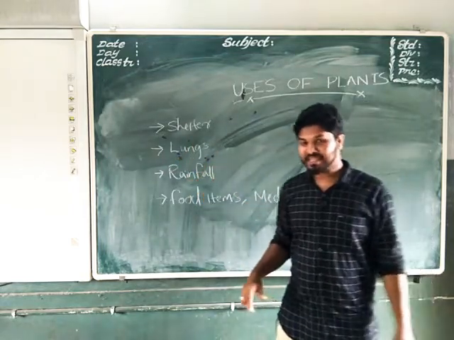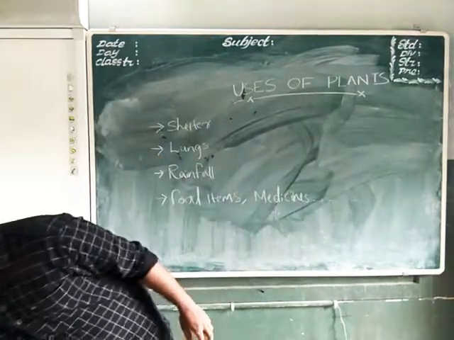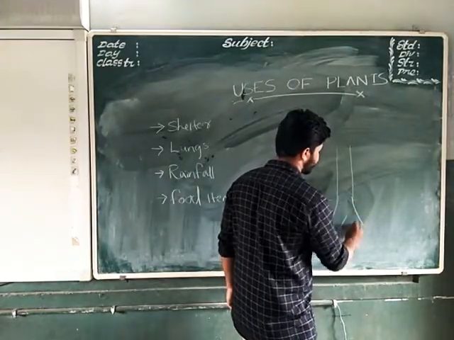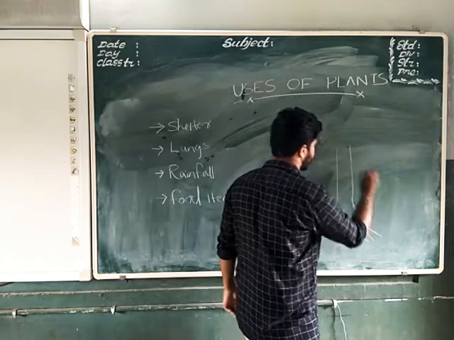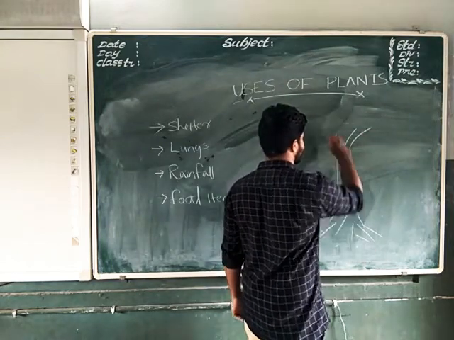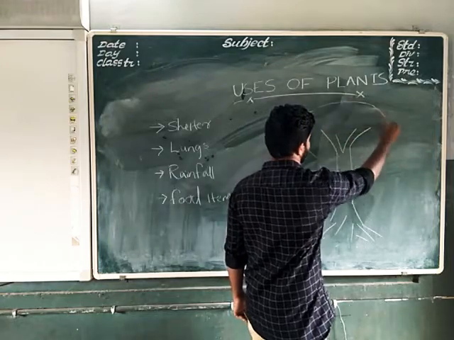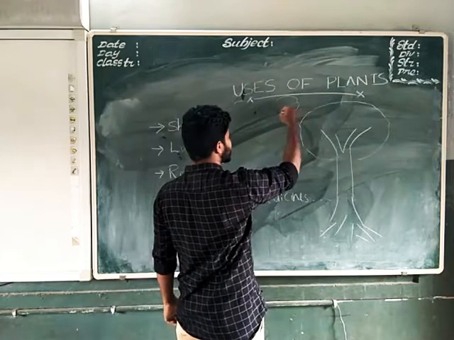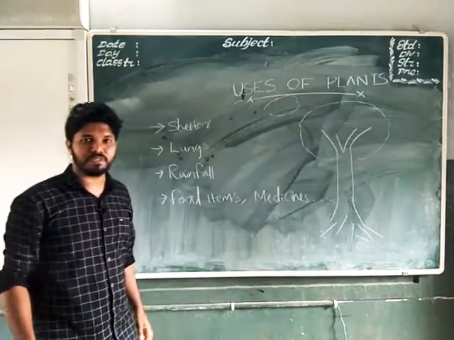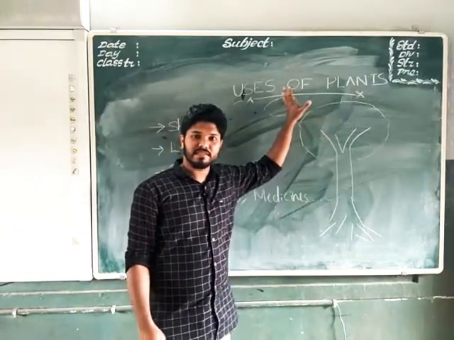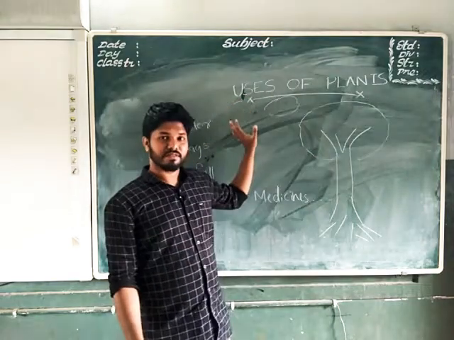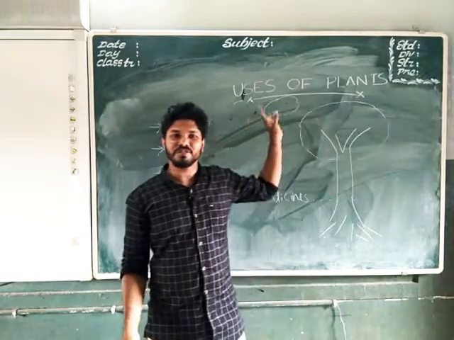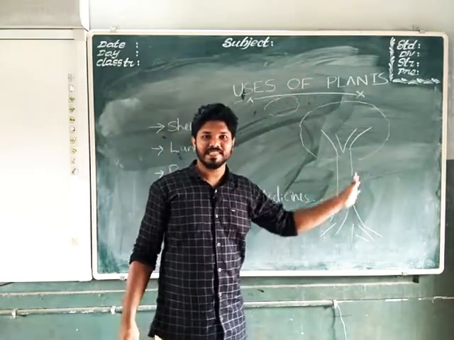Third one, they bring rainfall. So you know, if there is a tree here, and some clouds are moving above the tree, what happens? The trees will attract this cloud. Trees will attract all the clouds towards it. And hence the clouds will stay there and they will give us rainfall.